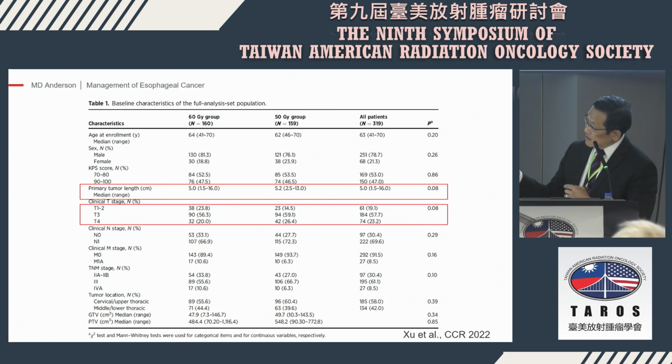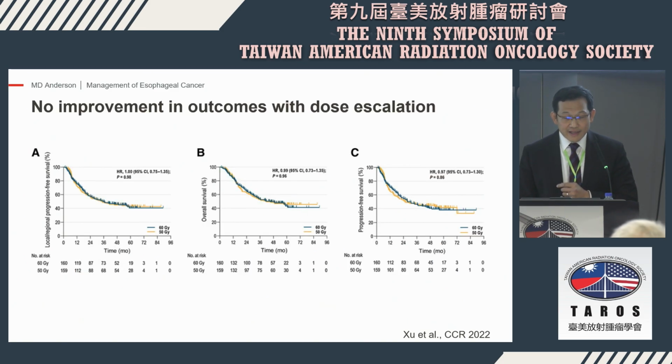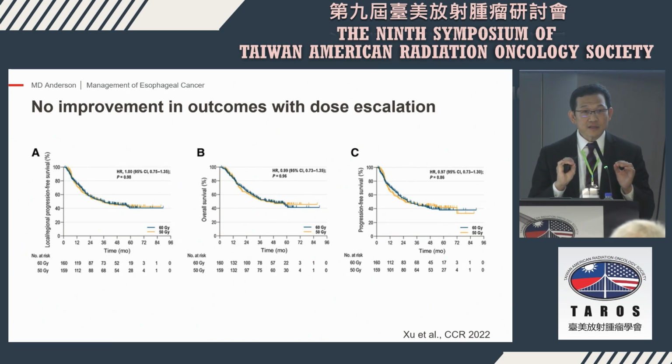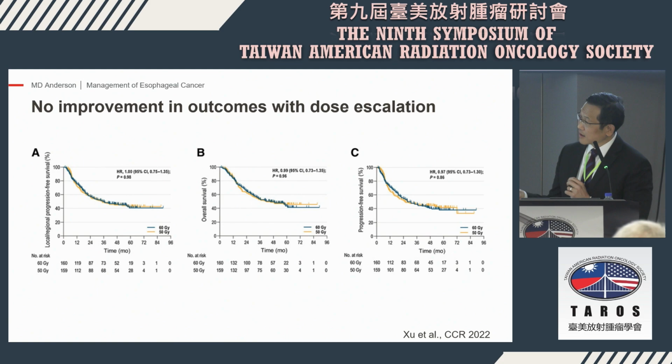So if you actually look at this, this is their table. If you look at the 50 gray arm, which is their experimental arm, the tumors tend to be larger. There's a trend to significance, and also the stage seems to be a little bit worse, even in the 50 gray arm. But if you look at the outcomes, there was 0 benefit of dose escalation. So essentially, the 50 gray is identical to their 60 gray, both in overall survival and progression-free survival, including local control. No benefit of dose escalation.